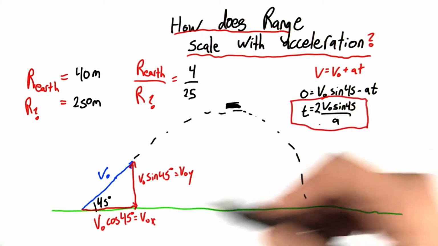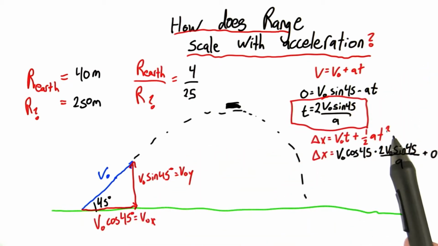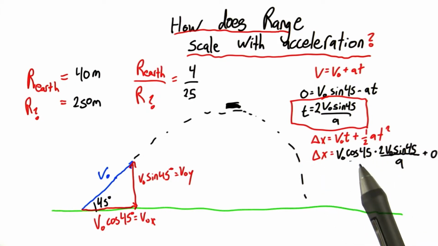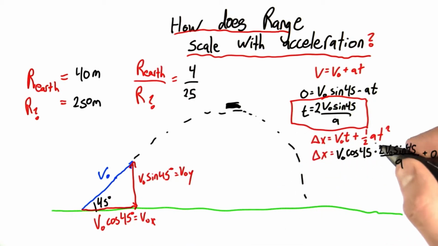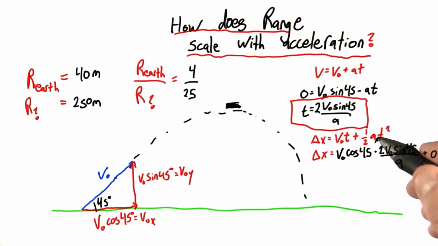Once we know the time, how do we find the range? Well, we use this equation. And now I've plugged in for the initial velocity, the initial x velocity, v0 cosine 45. I've multiplied by the time that we just calculated, because remember, in the x direction, the acceleration is always 0.